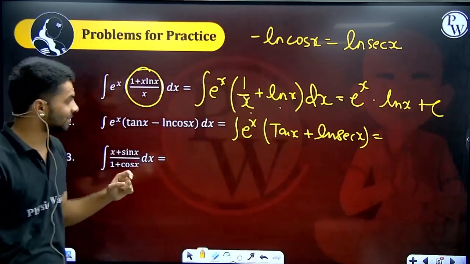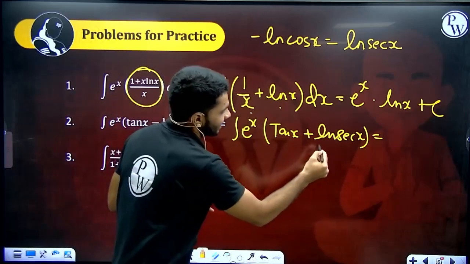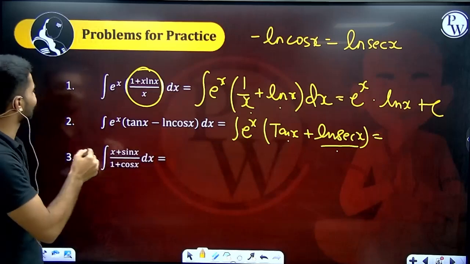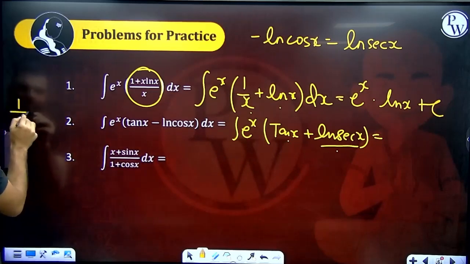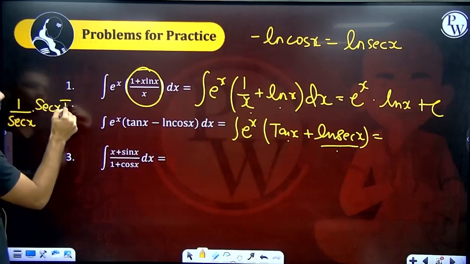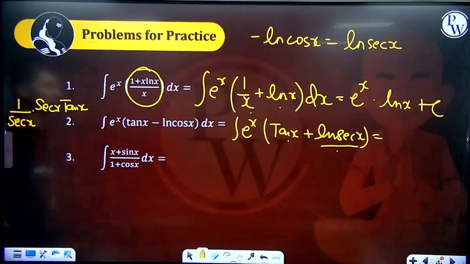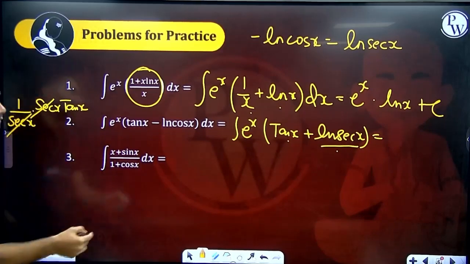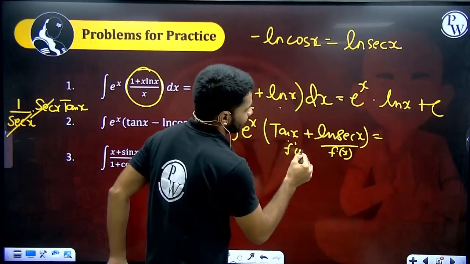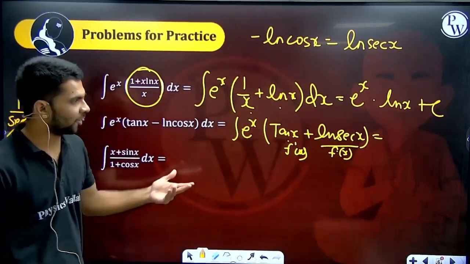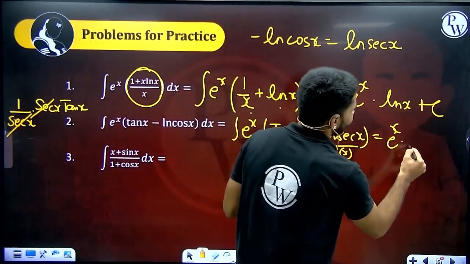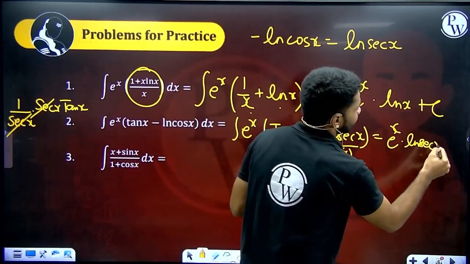Again, you will be amazed to know that this is f of x, this is f dash x. Ln sec x differentiation 1 upon sec x into sec x tan x. So this is f of x and this is f dash x. Integration will be e to the power x f of x plus c. That means e to the power x into ln sec x plus c.